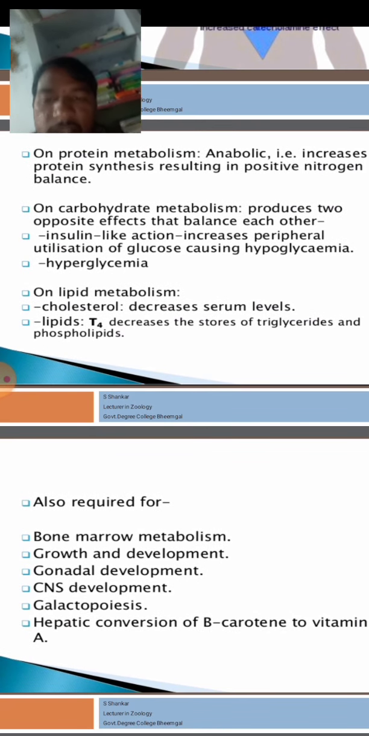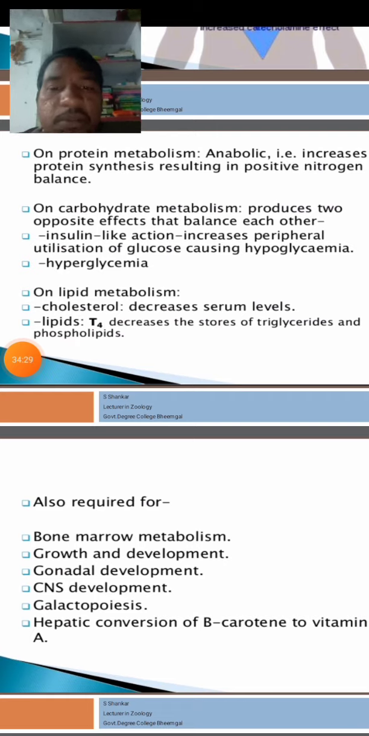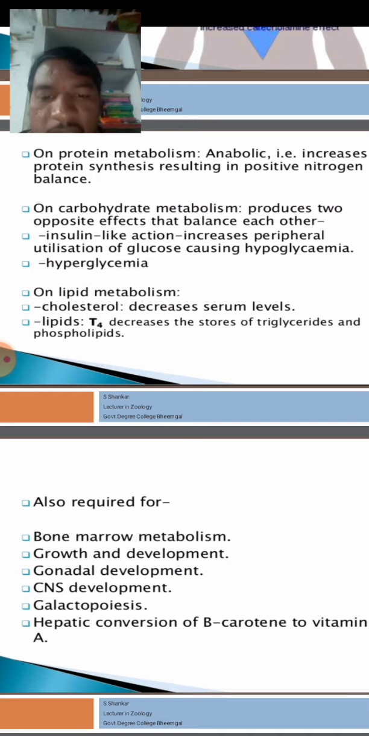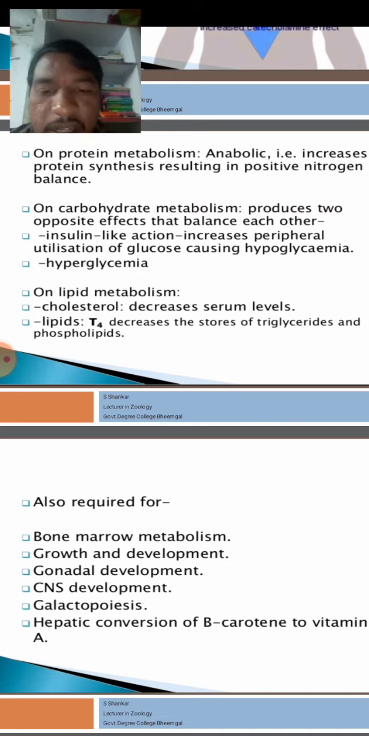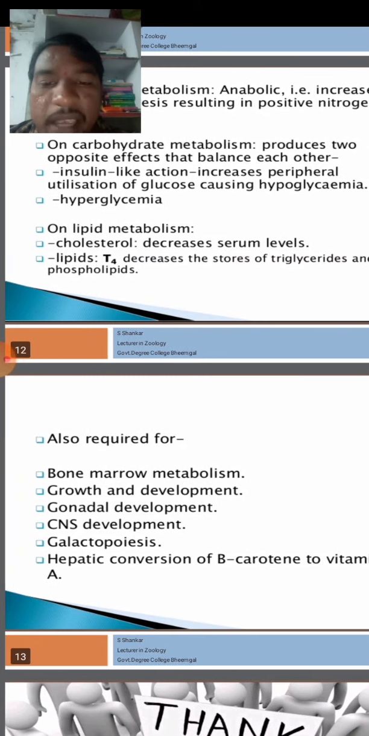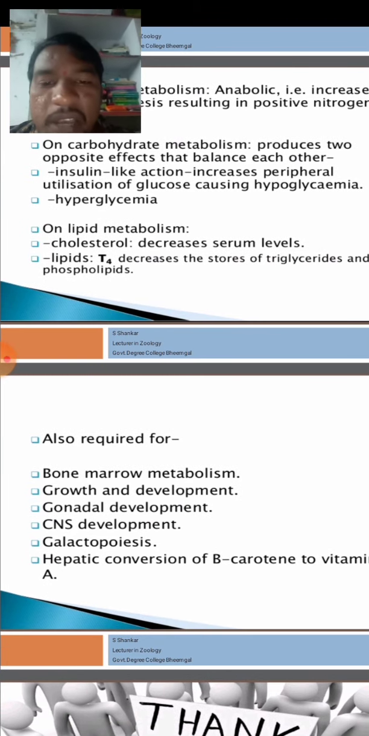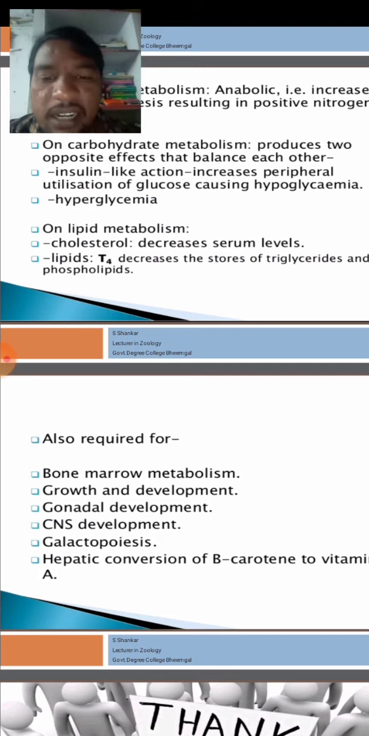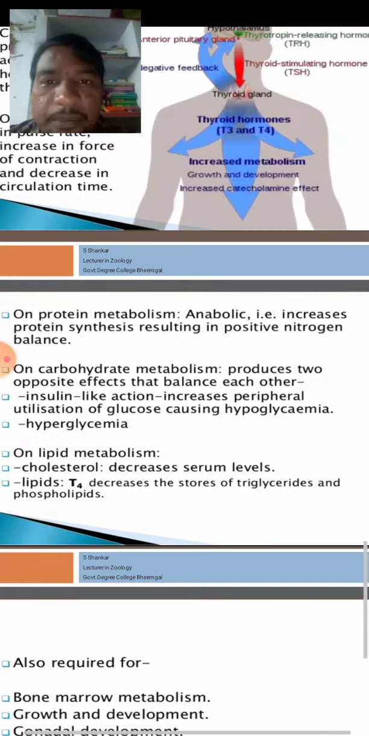Also required for bone marrow metabolism, growth and development, gonadal development, central nervous system development, galactopoiesis, and hepatic conversion of beta carotene to vitamin A.